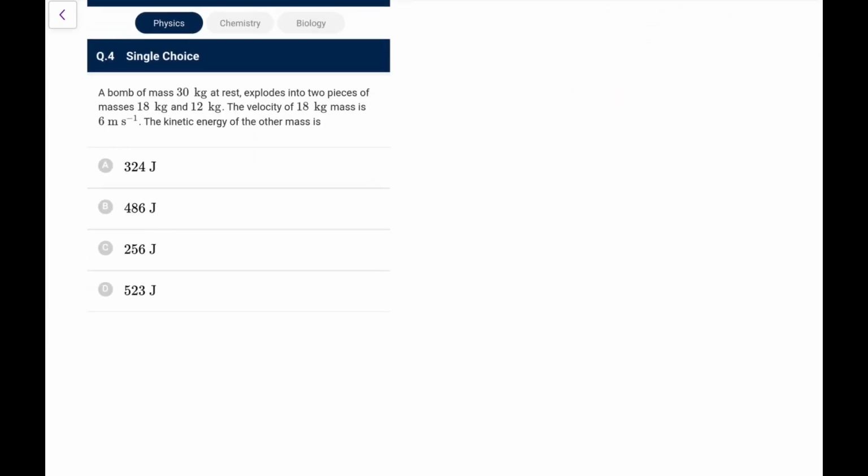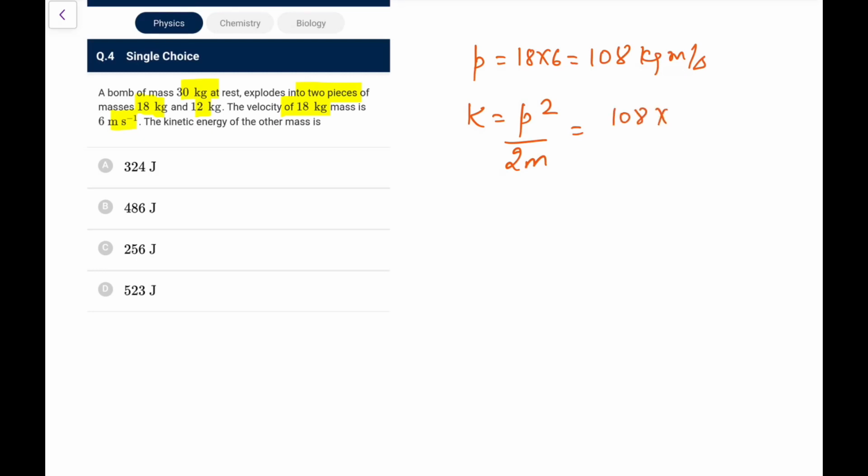Next one. A bomb of 30 kg mass at rest explodes into two pieces, 18 and 12. The 18 one goes with 6, find the kinetic energy of the other. The momentum of both will be the same. So the momentum of the first one or the second one, P is equal to 18 into 6, that is 108 kg meter per second. And you know, kinetic energy of any part is P square by 2m. So for the other part, that is P square, 108 into 108 divided by 2m, where the mass is 12. So 12 you have 9 times.